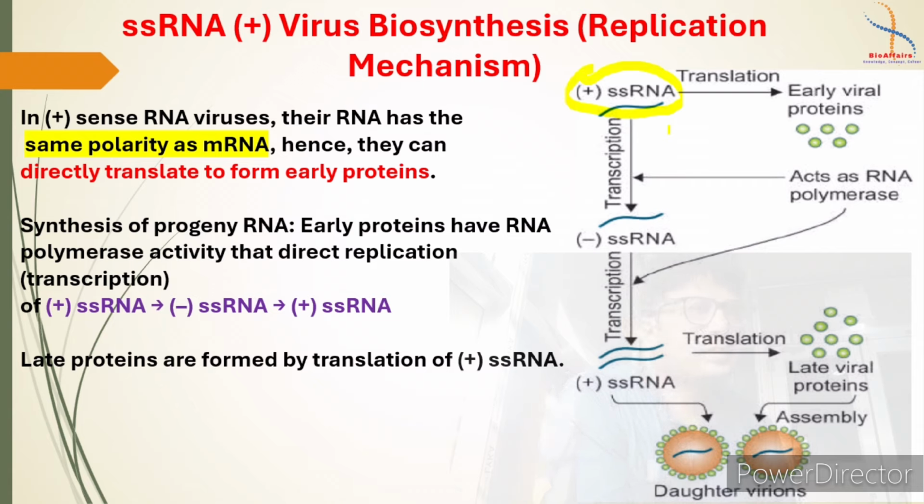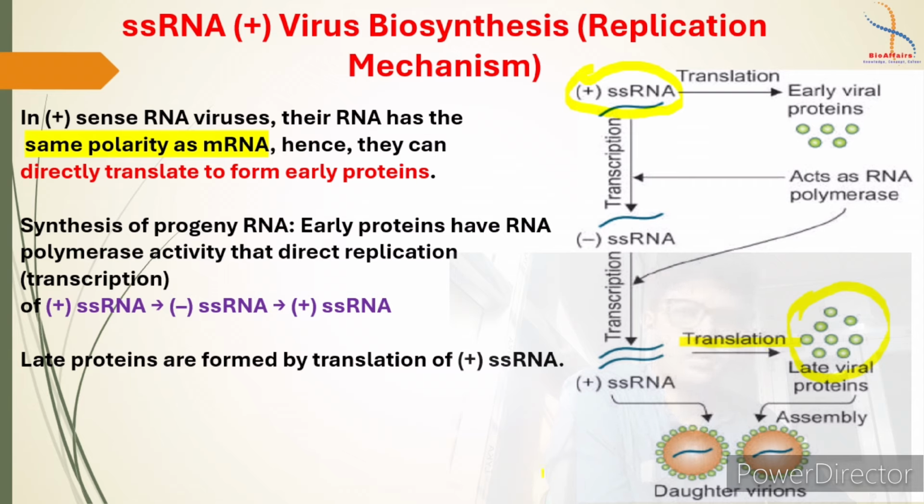So here the single stranded RNA will be transcribed to negative sense single stranded RNA, which will be a copy from where the enzymes will make again more and more positive sense single stranded RNA, which will be used to make late viral proteins. Here you can see late viral proteins through translation, and these late proteins will help in the assembly and release of the daughter virions.